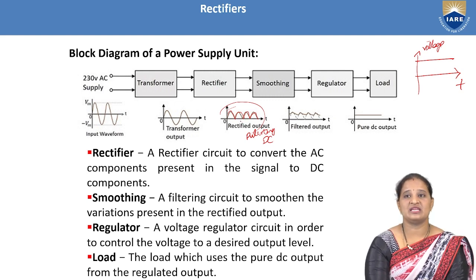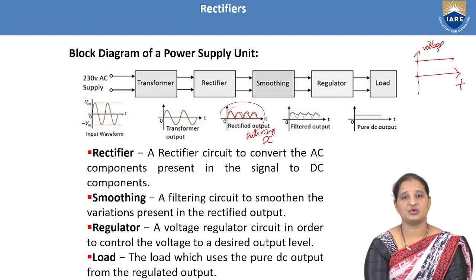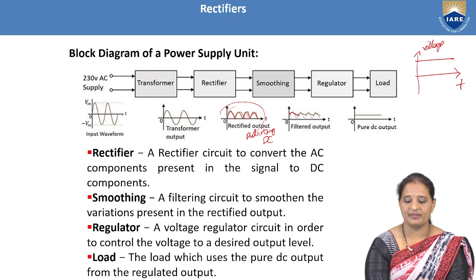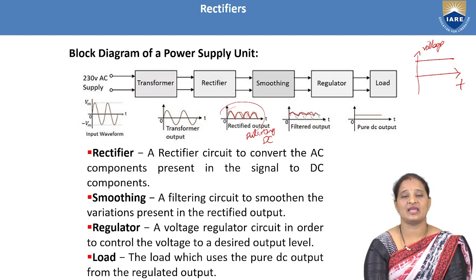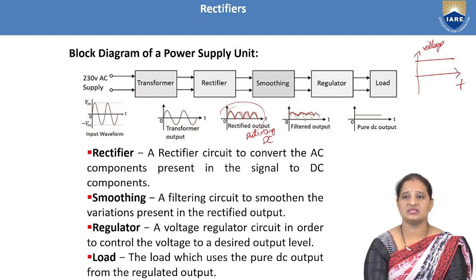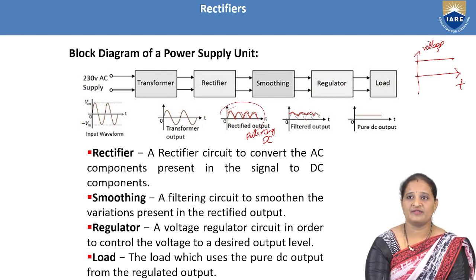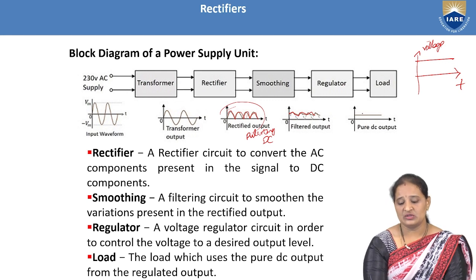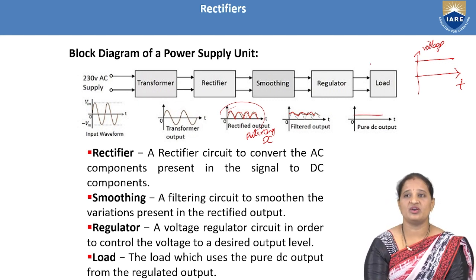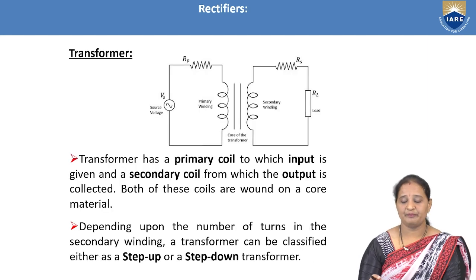If I give this pulsating DC as input to the filter, the AC components will be reduced up to some extent, and the output of the filter will have only a little amount of ripples like this. So this is the filtered output. Still it has some AC components. In order to get a constant DC supply, we use a regulator, which produces a constant DC supply even for variations in the input current. This is the output of the regulator, which is given to our load. So this is the basic building block of a regulated power supply.